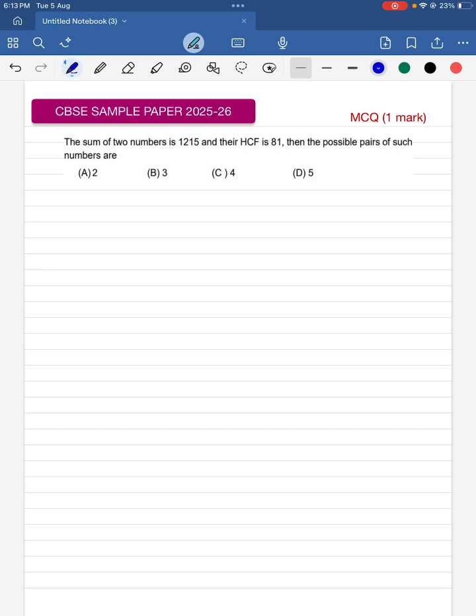Let's find out. Now they've given you in the question that the HCF of the two numbers is 81, which means that the first number will be a multiple of 81, which means it's 81 times x. And the second number will also be a multiple of 81, which will be 81 times y. Okay, so now they've also given you that the sum of the two numbers is 1215. So that is 81x plus 81y is equal to 1215.